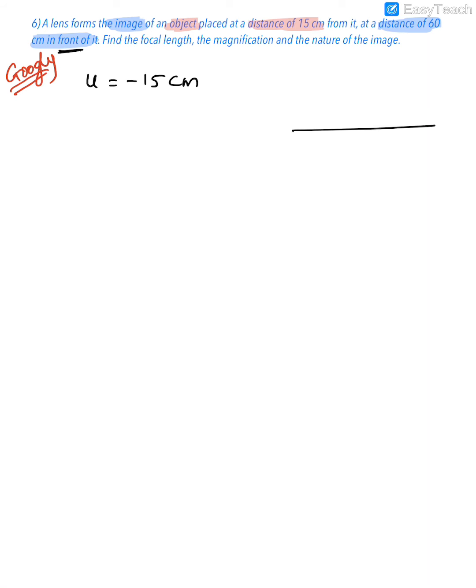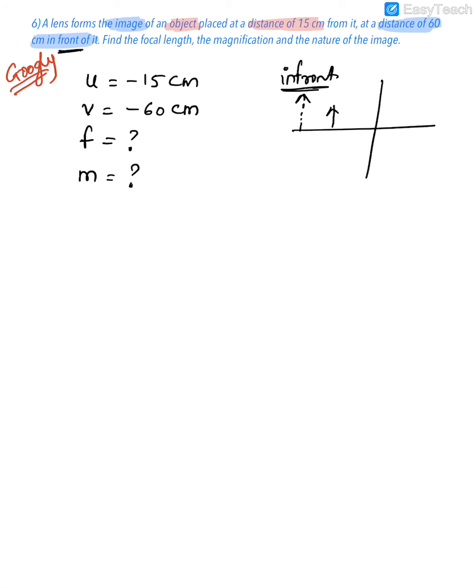Front means where? Remember, what is this called as? In front. So if you've placed the object here in the front, this is your object and this is where you form the image. Clear? So they are saying V is equal to also what? Minus 60 centimeter, because it is in front. Find out focal length using the lens formula. Find out the magnification. How? By doing V by U. And nature of the image. Now we already know the nature of the image, that the image is what? Virtual, upright and magnified.